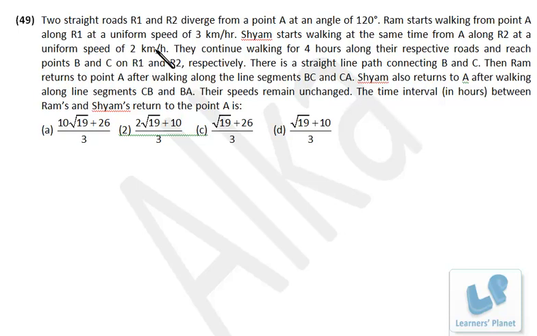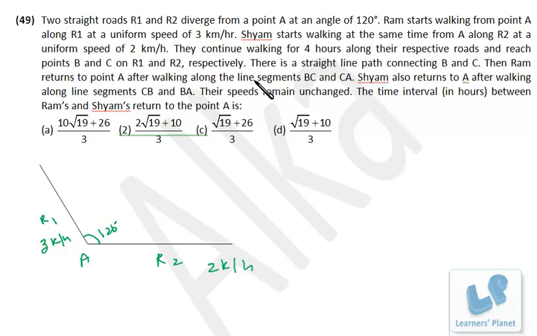Friends, I just draw the diagram for this. Here I am having this diagram. This is from point A and this angle is 120 degrees. Now the first guy is moving towards this. Shyam starts walking here at the same time from A along R2. So this is R2 and this is R1. And over here the speed is 3 km per hour. And here the speed is 2 km per hour.